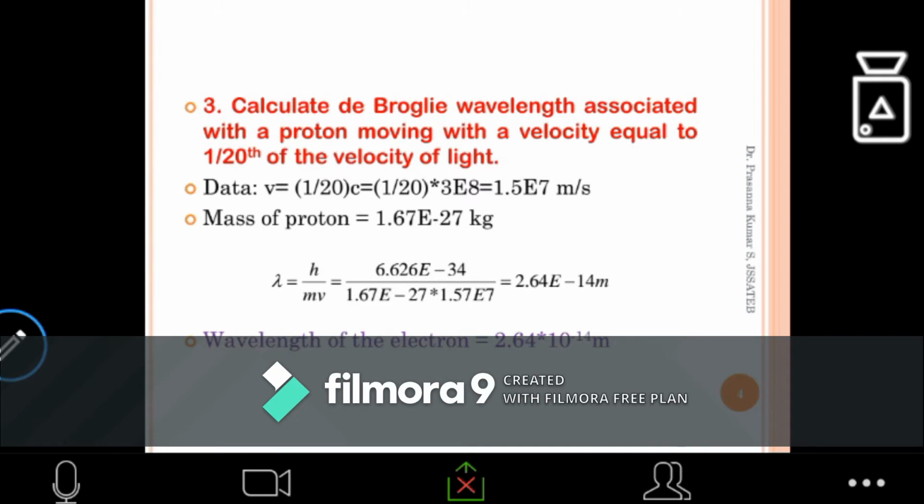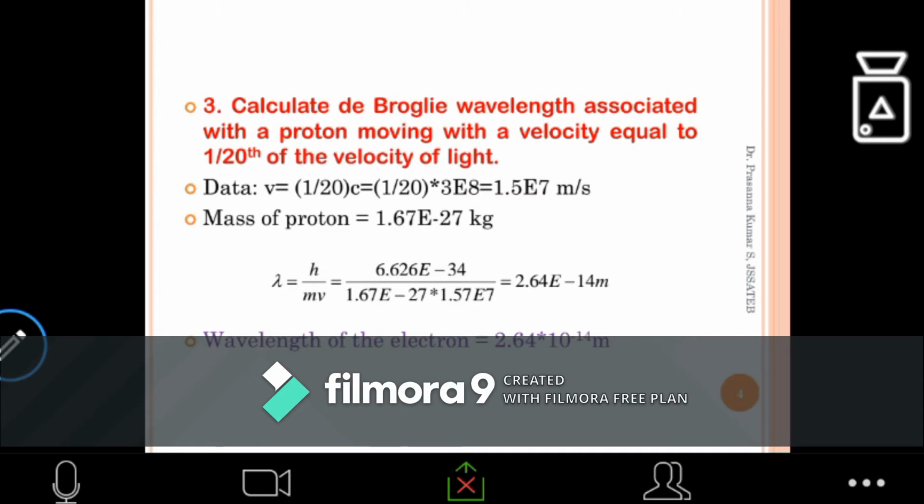And here the mass of the proton, you assume, is equal to 1.67 into 10 to the power minus 27 kg. Substitute into the equation, that is lambda equal to h by mv. h as usual is Planck's constant. Mass is 1.67 into 10 to the minus 27, multiplied by the velocity 1.5 into 10 to the power of 7.